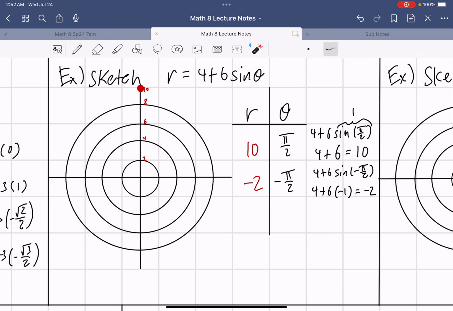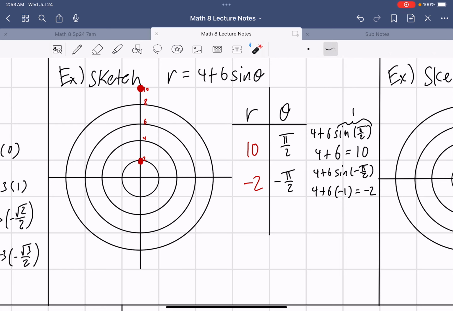So this means I'm facing 0 to start, and then I rotate clockwise pi over 2 because it's negative. So I'm going to go clockwise, and at this negative pi over 2, I'm facing in the positive direction. But my R value is negative 2, meaning I have to go back in the opposite direction to get to here.